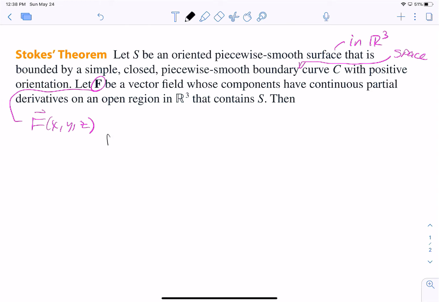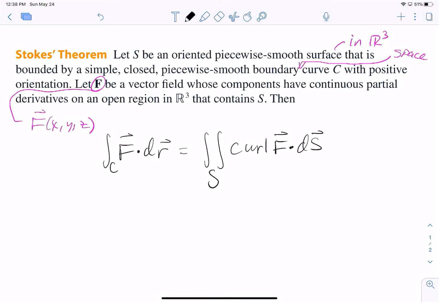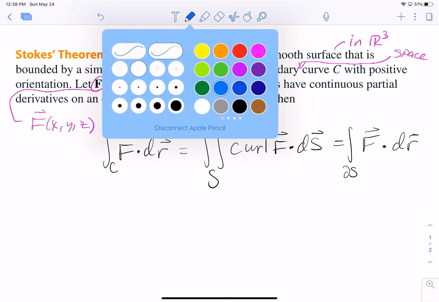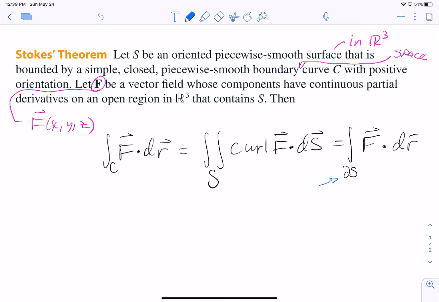But the conclusion is that the line integral over C of F dot dr, that looks familiar, is equal to a surface integral over the surface S of the curl of F dot dS. And as a piece of notation, this can also be expressed as the integral over the partial S, that's just another way to write the boundary curve, of F dot dr. And just to emphasize here, the partial S is a positively oriented space curve that bounds S.